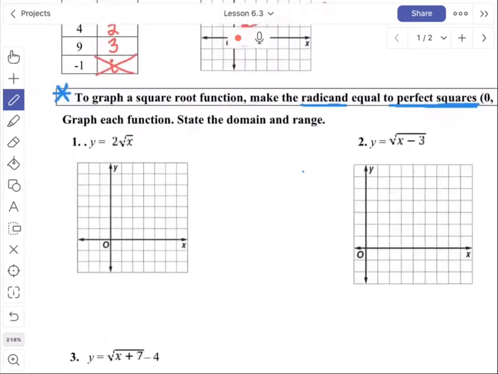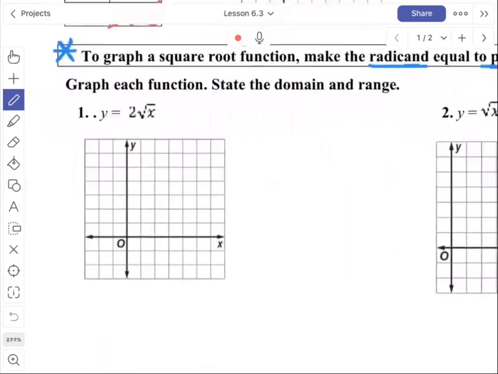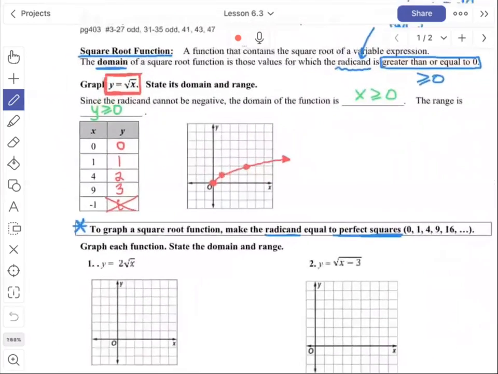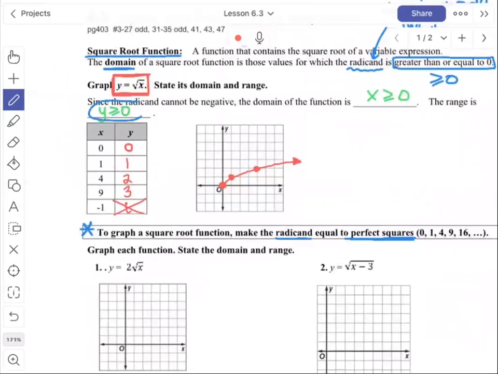All right, so let me show, and I'm going to call on people to help me graph this one. y is equal to 2 rad x. Oh, the range was y is greater than or equal to 0. Right there. That was the range.